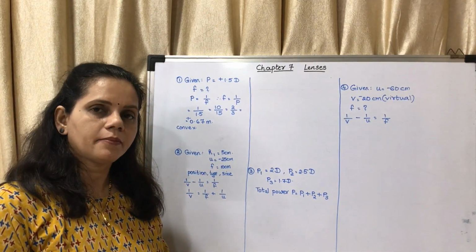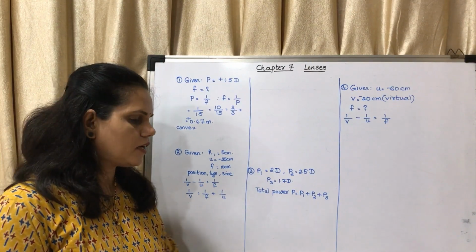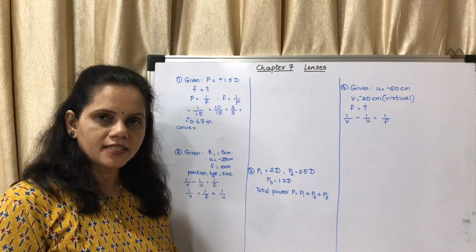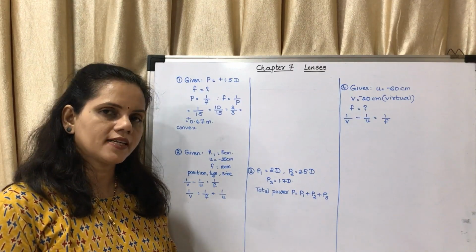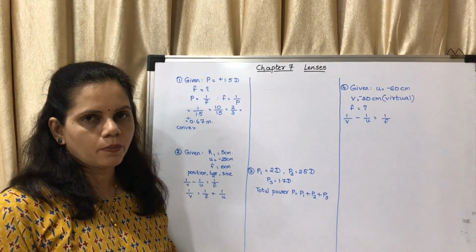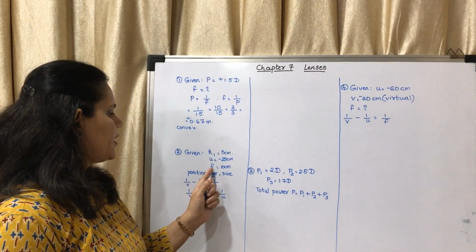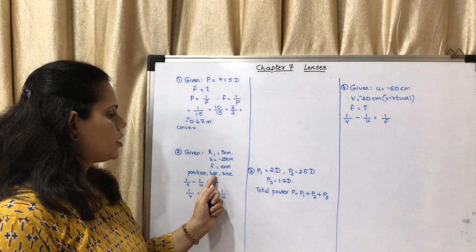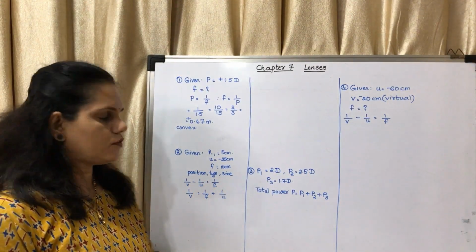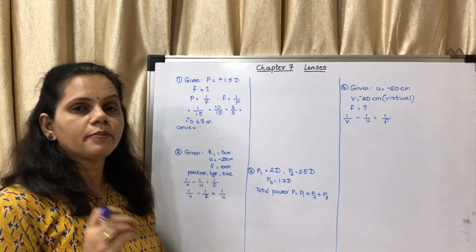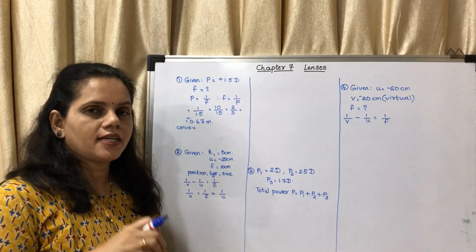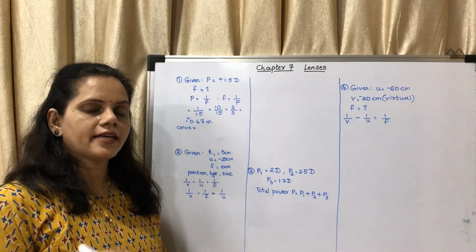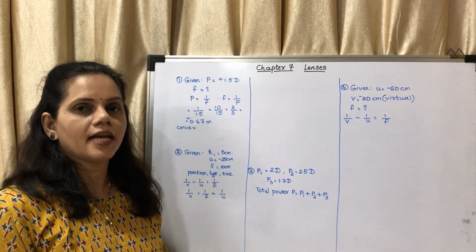Why have I taken plus 10? Because they have told that it is a converging lens. Converging lens means convex lens, so as it is a convex lens, the focal length is positive. What you have to find out is the position, type and size of the image. Position of the image means it is v. Type of the image is whether it is real or inverted, and size of the image means it is h2.